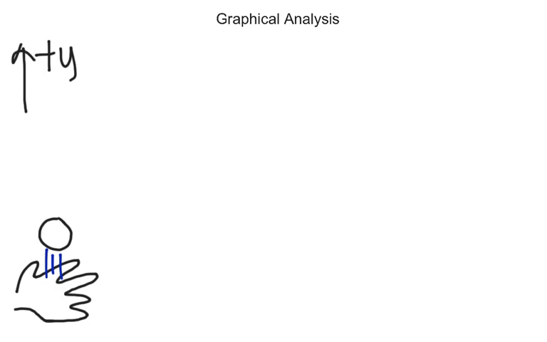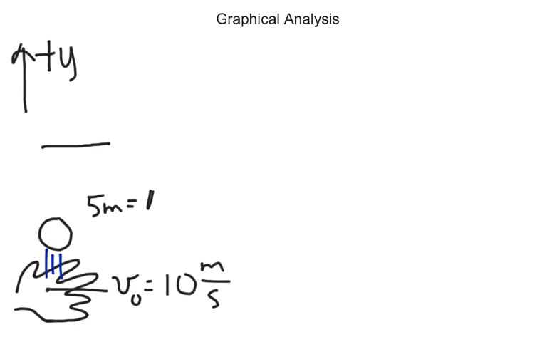And when they throw this ball upward, it leaves their hand with an initial velocity of 10 meters per second. That's a positive 10 meters per second because the ball is going upward, and we assign upward as positive. Now the ball goes up a total distance of 5 meters, and we'll call that delta y.